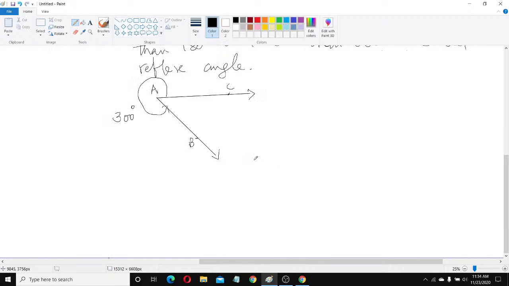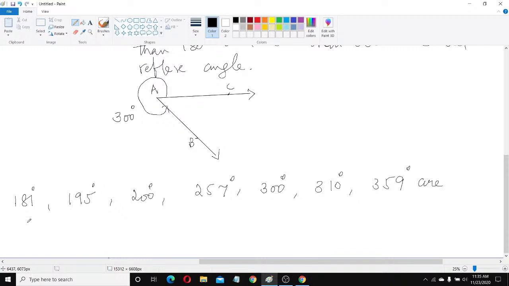So I will write some measures here. Reflex angle measures start from 181 degrees onwards: more than 180 and less than 360. 181, 190, 195, 200, 257, 300, 310, up to 359, children. So these angles are called reflex angles.